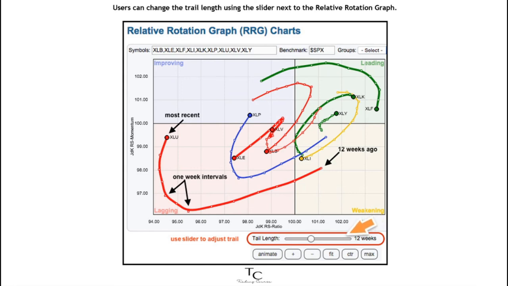Users can change the trail length using the slider next to the relative rotation graph. Chartists are encouraged to experiment with the trail length and the number of symbols on the graph. In general, chartists should shorten the trail length when there are a lot of symbols on the graph. This will help declutter and make the analysis easier. Longer trails are fine when just a few symbols are shown on the graph.